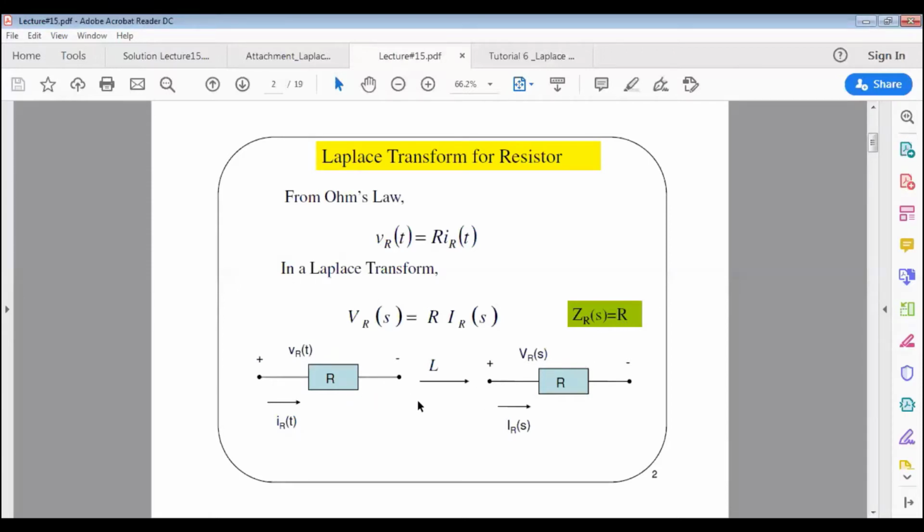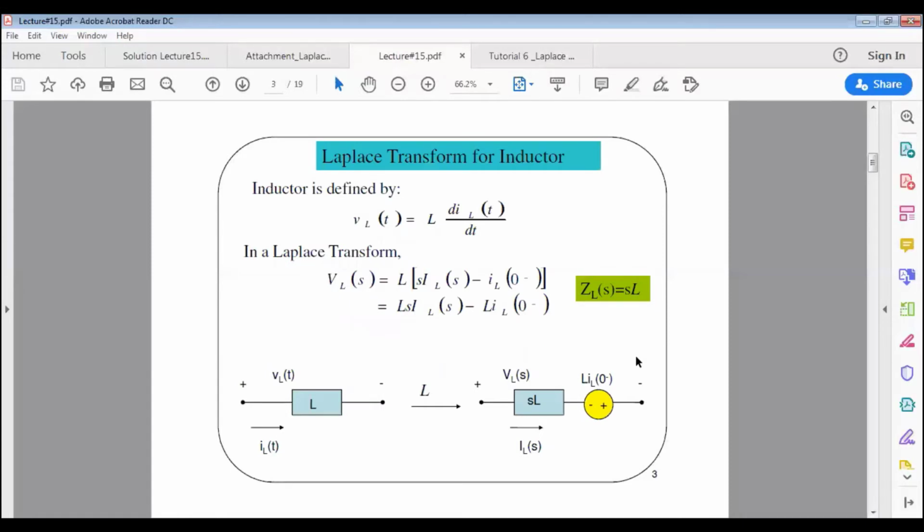In terms of the circuit diagram, if we have a resistance R in time domain, V_R is the voltage across the resistor and I_R(t) is the current that passes through the resistor. When this component is transformed into Laplace, V_R(t) now becomes V_R(s), the voltage across the resistor. R will maintain as it is, the resistor's value, and I_R(t) now becomes I_R(s). So this is a transformation of a resistor in time domain to a resistor in the S domain, or Laplace domain.